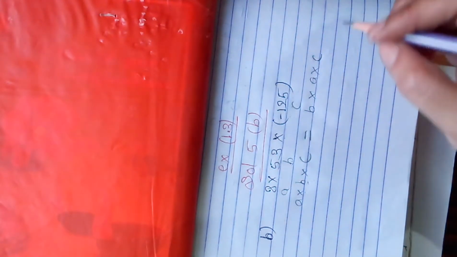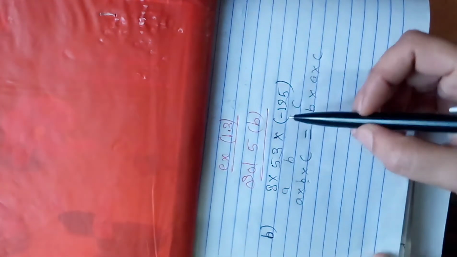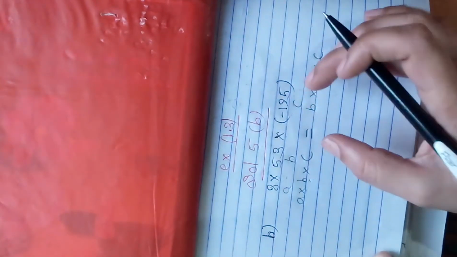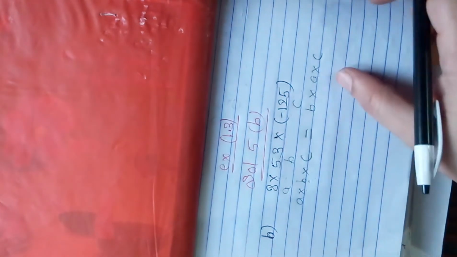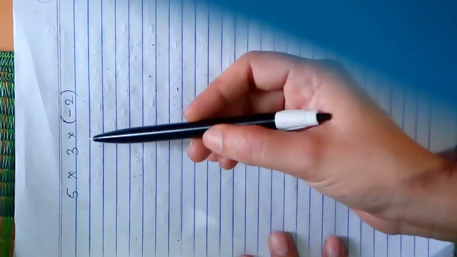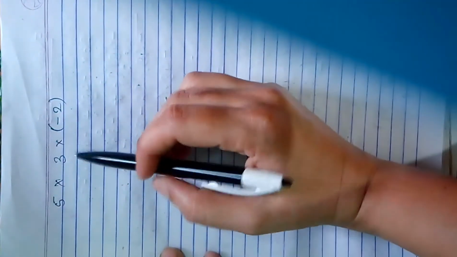But why will I write this in this way? Because this multiplication we have to make easier. How can we make it easier? How can we make any multiplication easier? I will tell you by taking another example.